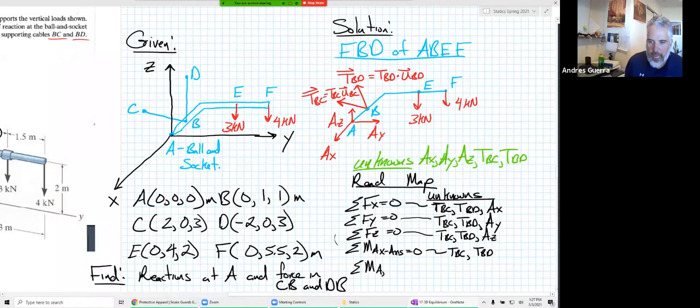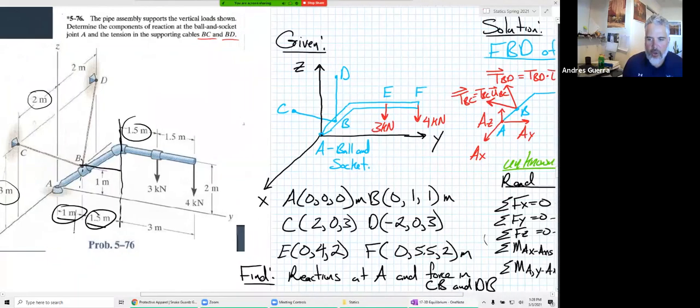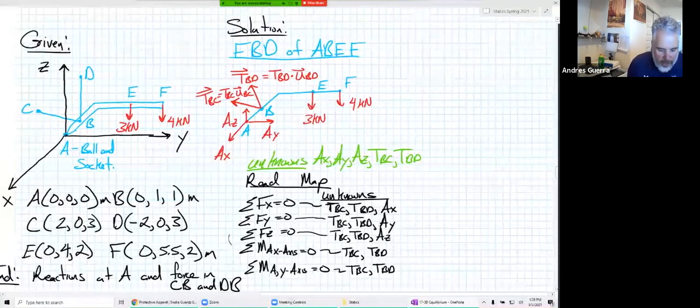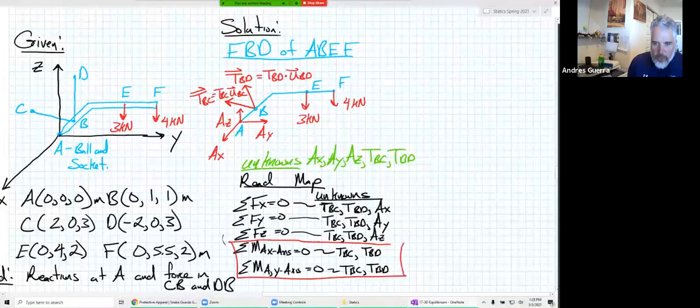How about moment about A and the y-axis? If we do it about the y-axis, again, we're also going to have TBC and TBD because the lines of action of those do not go through the y-axis. And if we go back to our original picture over here, we can see like this line of action would kind of go off this way. This line of action would come out away from the y-axis. And so those are going to show up in that equation. So now look at what we've done. Our roadmap, here's 2 equations with 2 unknowns.